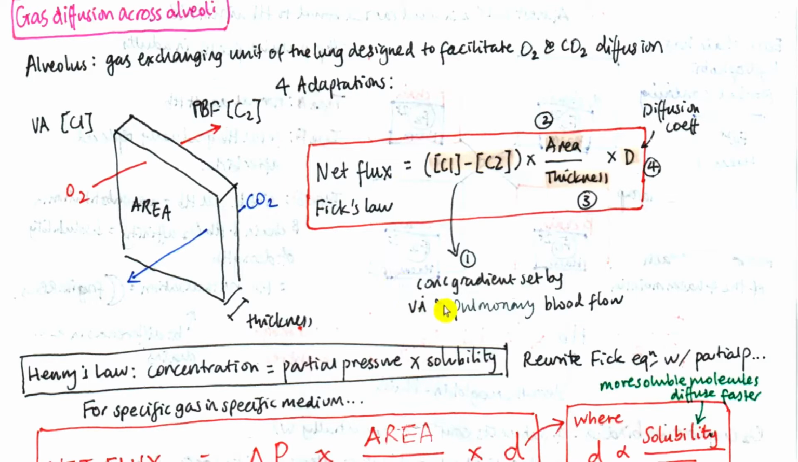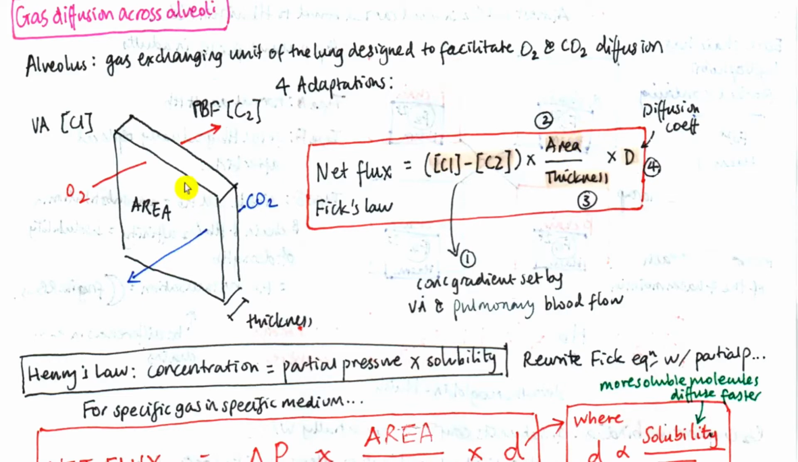So number one, in terms of concentration gradient, a very steep concentration gradient of oxygen and carbon dioxide is set between the alveoli and the blood by the alveolar ventilation and the pulmonary blood flow. So new air is constantly coming in and the pulmonary blood is constantly taking the oxygen away that has been diffused in already and equilibrated, so that maintains the steep concentration gradient.